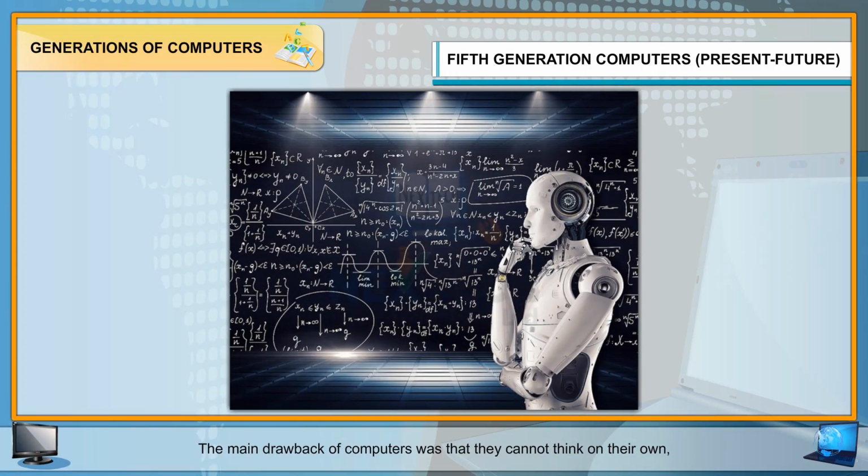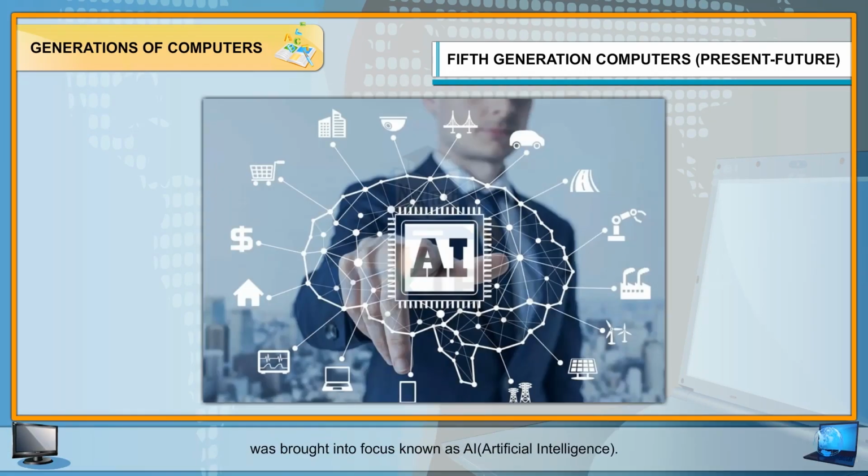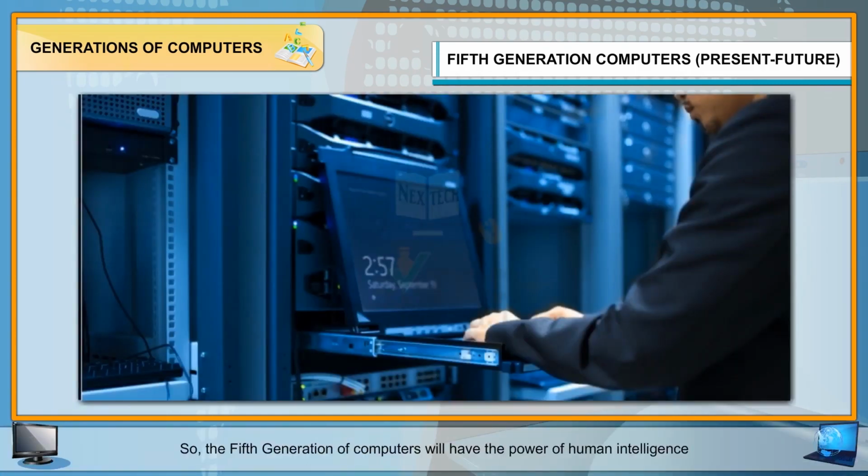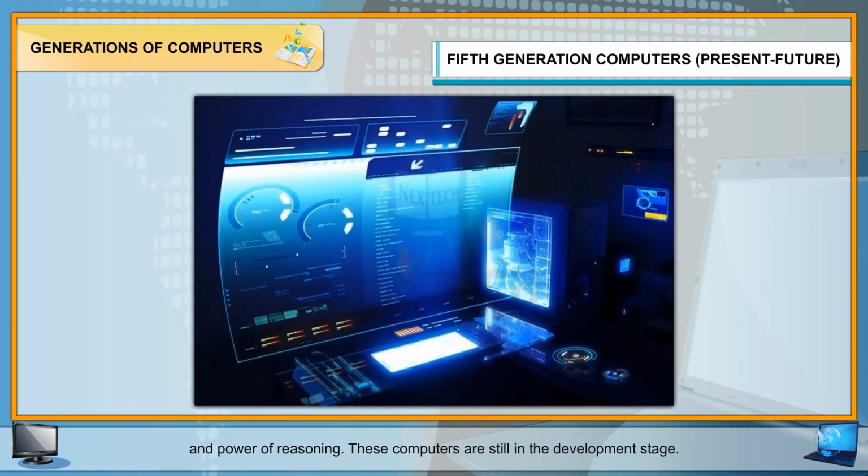The main drawback of computers was that they cannot think on their own. But in the fifth generation of computers, a new branch of computer science was brought into focus, known as AI, artificial intelligence. AI is a branch of computer science which deals with making the computers think and take decisions like human beings. So, the fifth generation of computers will have the power of human intelligence and power of reasoning. These computers are still in the development stage.